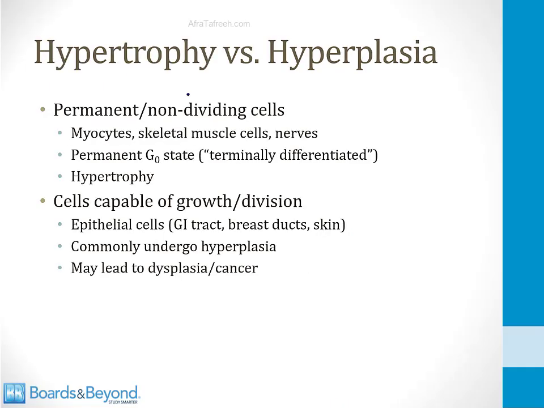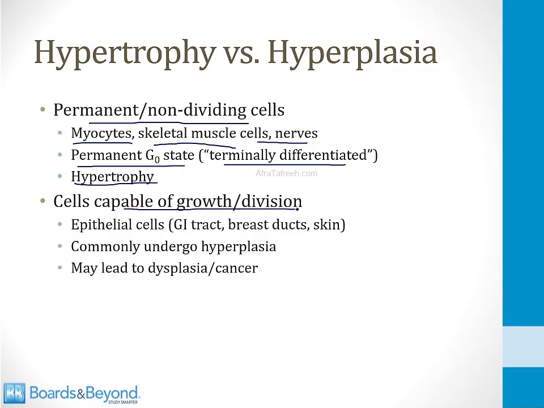Let's talk about why some cells undergo hypertrophy versus hyperplasia. Certain cells are called permanent or non-dividing cells. The major cells in this category are heart cells like myocytes, skeletal muscle cells, and nerves. These cells are in a permanent G0 state of the cell cycle. They're called terminally differentiated. These cells rarely ever divide, and therefore the main response to stress that you see is hypertrophy, especially in the heart and in muscle.